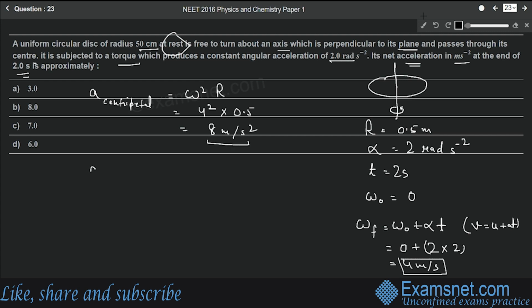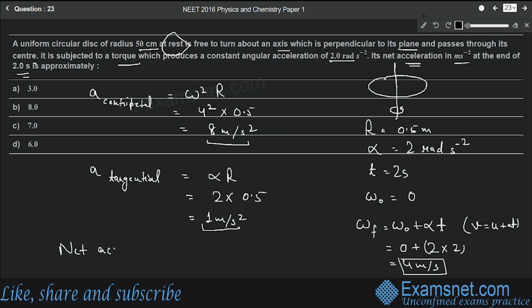The second type of acceleration that is applicable here is the tangential acceleration, which will be equal to alpha into r. Alpha is equal to 2 radian per second square, so 2 into radius 0.5 will be equal to 1 meter per second square. So we have got centripetal acceleration as well as tangential acceleration, and now we have to find the net acceleration.